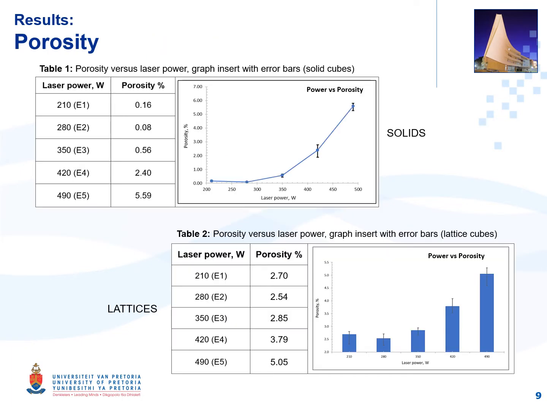With porosity, Table 1 and Table 2 show the porosity percentage obtained from the CT results, corresponding to each laser power set, as well as the relationship between the two in a graph insert in Table 1 for the solid cubes and Table 2 for the lattice cubes. The same trend is seen for both, where the lowest laser power E1 has slightly more porosity than E2. This can be explained as due to lack of fusion porosity at E1 and ideal melting with the lowest porosity content at E2 compared to E1.